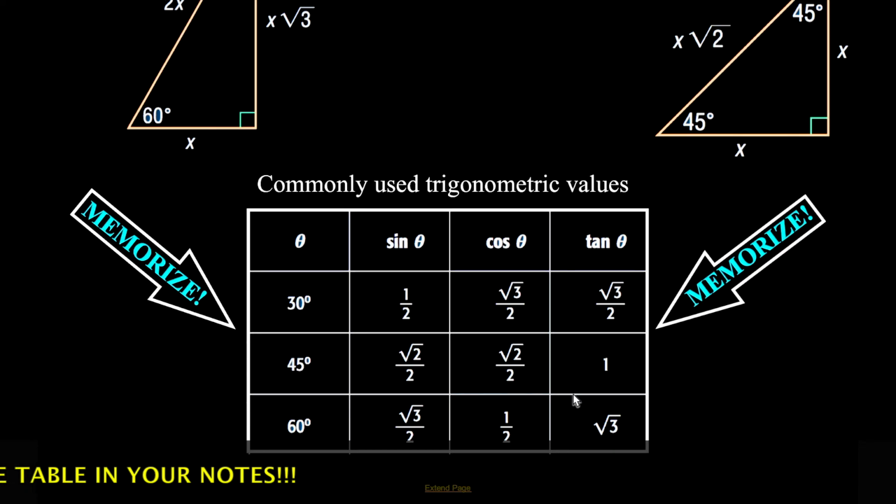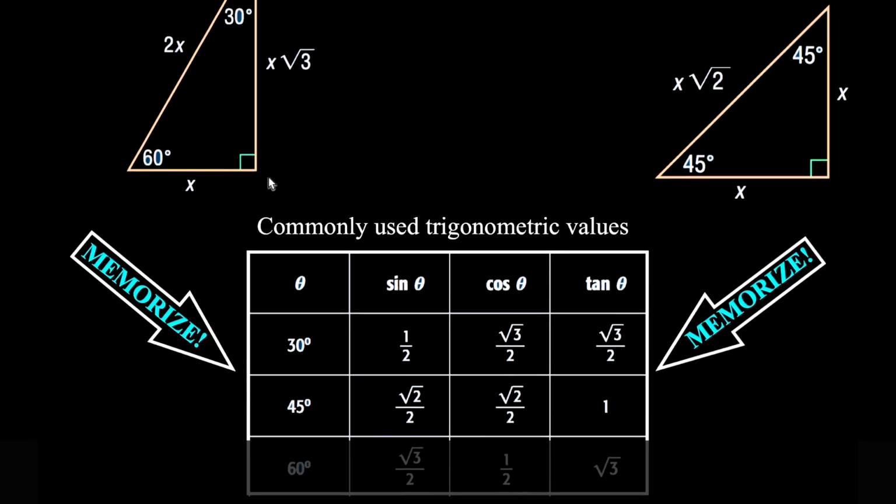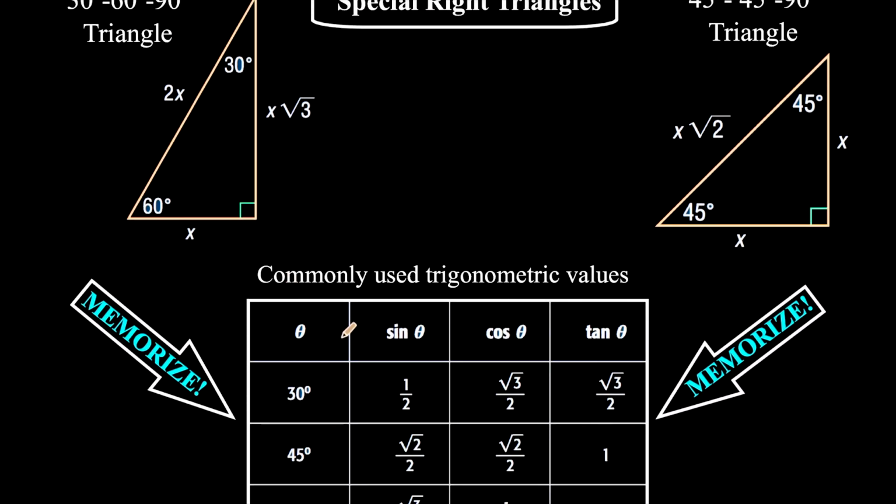And they come from these special right triangle ratios that we talked about right above. So, for example, if I wanted to find the sine of 30 degrees, well, here's 30 degrees. Sine is opposite over hypotenuse. That would be x divided by 2x, and the x's would cancel, which just gives me 1/2, which is what I have right here.